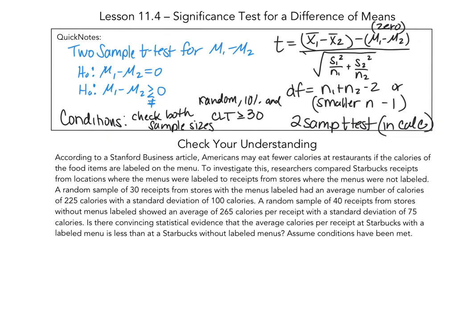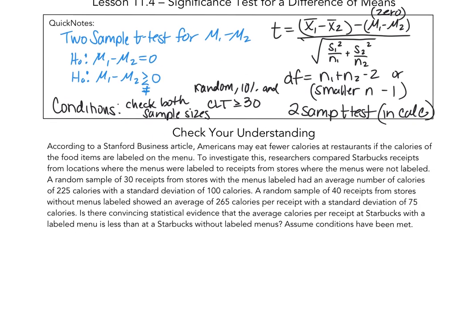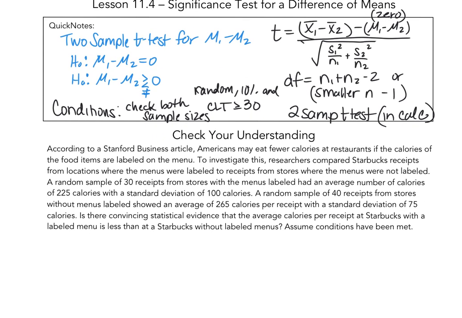We're going to check our conditions on both samples. We're back to looking at the central limit theorem where n is greater than or equal to 30. And let's get started. According to a Stanford Business article, Americans may eat fewer calories at restaurants if the calories of the food items are labeled on the menu.